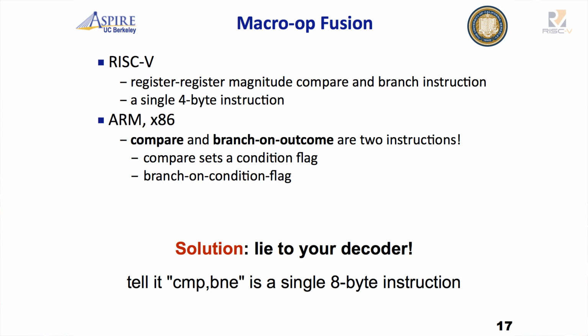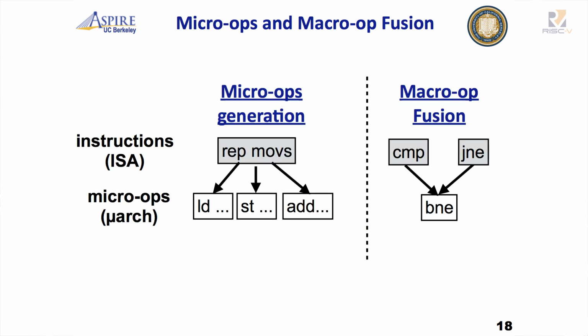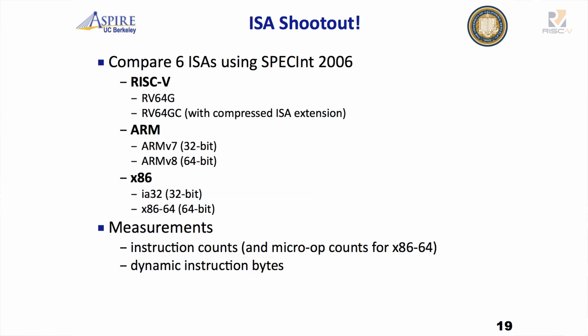Now that may sound horrible, to spend 2 instructions on every loop, but in actuality it's not that bad. You just lie to the decoder: tell it every time it sees a compare followed by a branch, it's just a single larger instruction. So this is how they get around some of these ISA quirks. So those are the 2 ways that we can be misled by the instruction count, either inflated or deflated. Let's ignore that and let's talk about instruction counts.